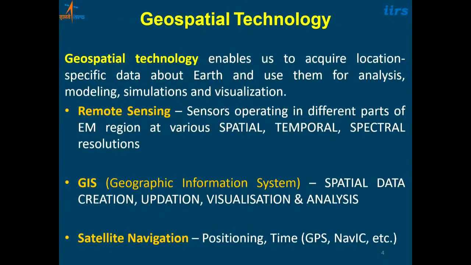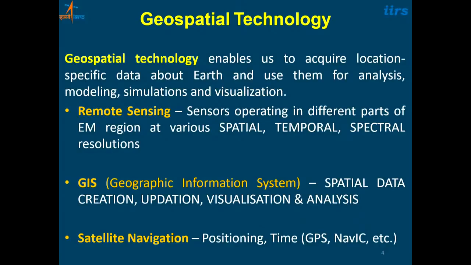Now, if we talk about geospatial technology, geo basically means related to earth. Whenever any information has location information added to it, like geographical coordinates attached to a particular information or a particular attribute, then it becomes geospatial information. It enables us to acquire location specific data.